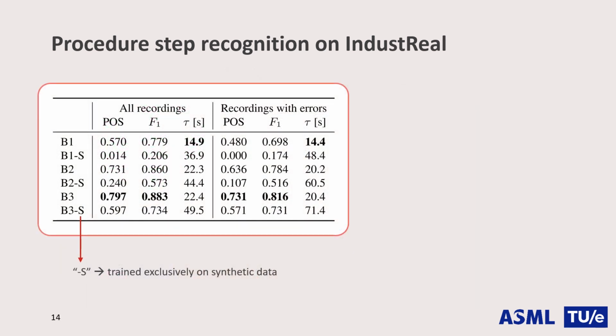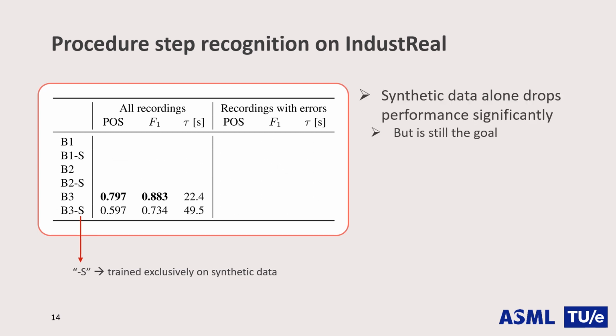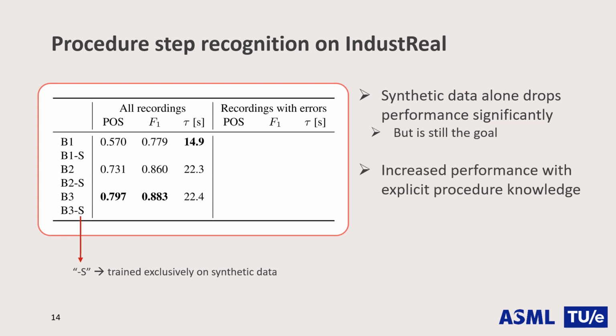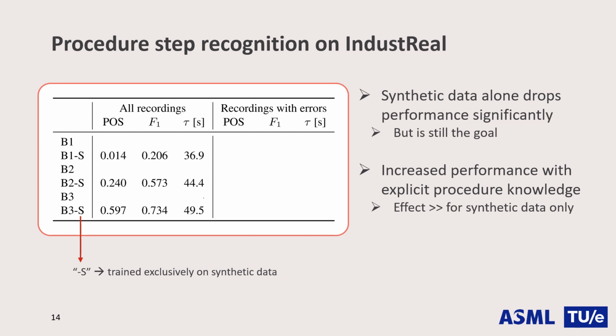This table shows the performance of procedure step recognition on IndustReal. Note that the S denotes exclusively training on synthetic data. Let's focus on B3 for now. We can see that synthetic data alone drops the performance of the model significantly. We can also see that we get an increased performance with more explicit procedure knowledge. And this effect is extra large for using only synthetic data. So we can use this explicit procedure knowledge to compensate for the worse detections that we see for synthetic data.